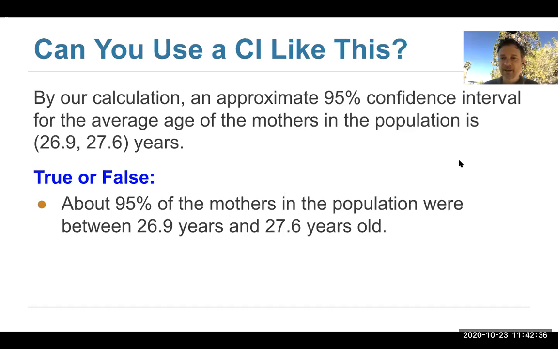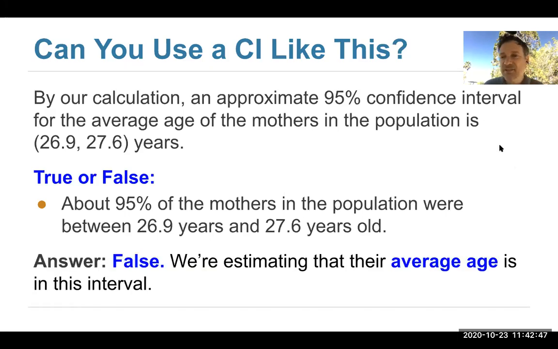All right. Everyone who says false, right on. This is false. And the reason is we're trying to estimate the average age of the mothers. The age of the mothers probably spans a whole range from maybe 20 to 40 or something like that. It's unlikely that 95% of them are in this very narrow band. Instead, the confidence interval refers to the average of the ages of all the mothers in the population. So this is not the correct interpretation of a confidence interval.